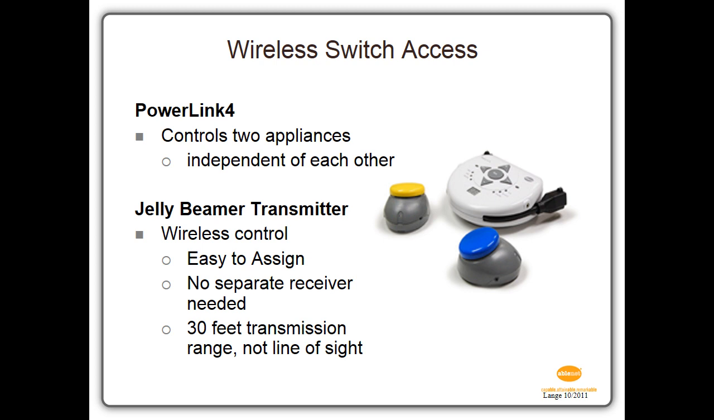So again, one activation of the transmitter, or the Jelly Beamer transmitter, will then speak to the PowerLink and activate the side that it's been assigned to. So you have 2 sides, a right and a left, and you can either assign them direct to each of the Jelly Beamers, or you can assign both sides, I should say, to one Jelly Beamer, or if you have multiple students in the classroom working on the activity, you can assign multiple Jelly Beamers to the same side.